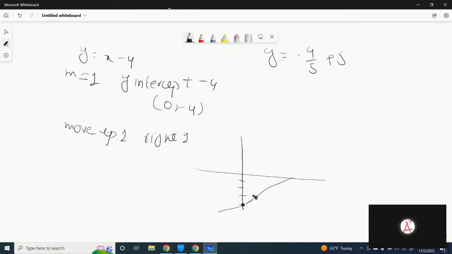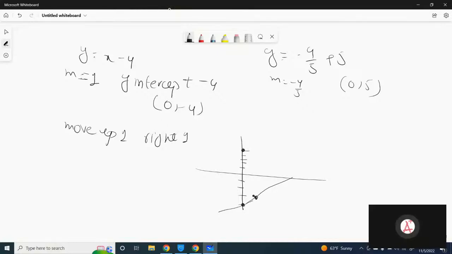Okay, now for the second equation, m equals -4/5, and the point is (0, 5). Okay, so -4/5 is 4 divided by 5. It is 0.8, almost 1, -1. Got it? So it is (0, 5). 1, 2, 3, 4, 5. Here is the point (0, 5).